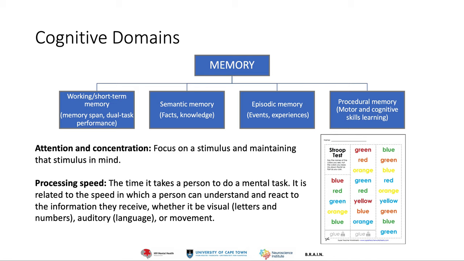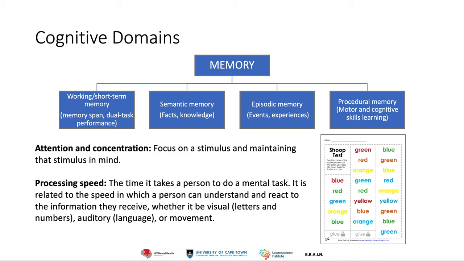To provide you with an overview of what the different cognitive domains are, memory first. It is complex and has different components that are assessed in different ways. Briefly, working memory or short-term memory is the type of memory that we use when we, for example, keep a phone number in mind to dial. It is assessed by using a test called digit span, where people are asked to repeat a series of numbers back to you. People with poor working memory will perform poorly on the digit span backwards test.